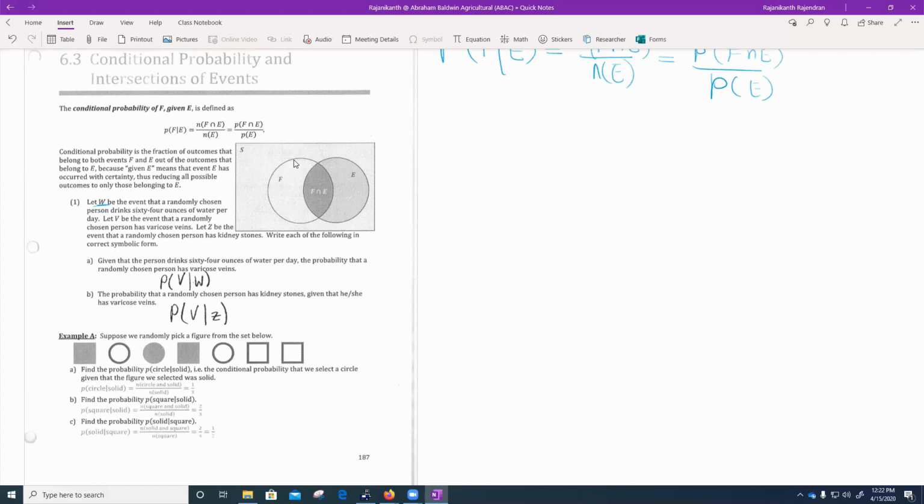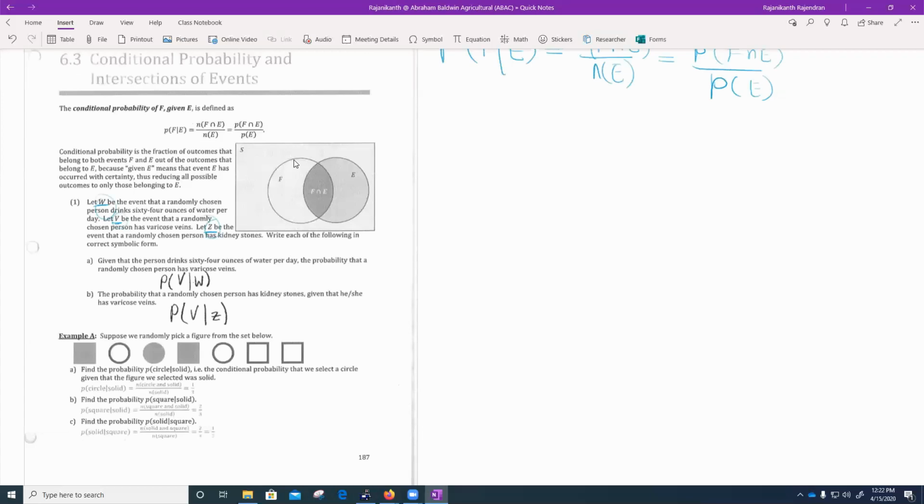Let W be the event that a randomly chosen person drinks 64 ounces of water per day. Let V be the event that the randomly chosen person has varicose veins. And let Z be the event that a randomly chosen person has kidney stones. So typically here we are given three events, right?